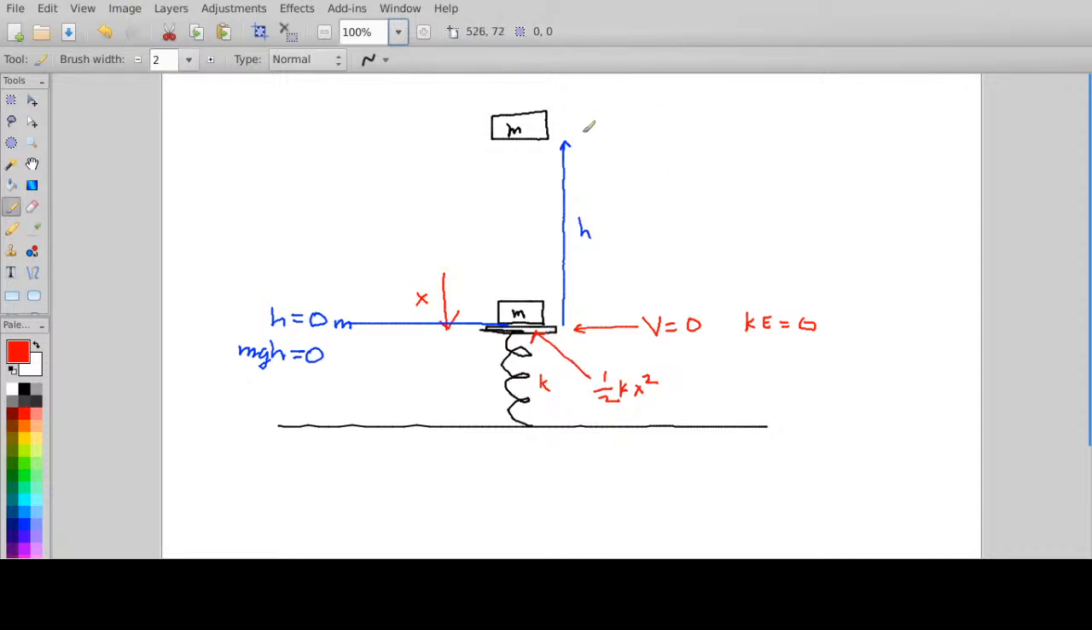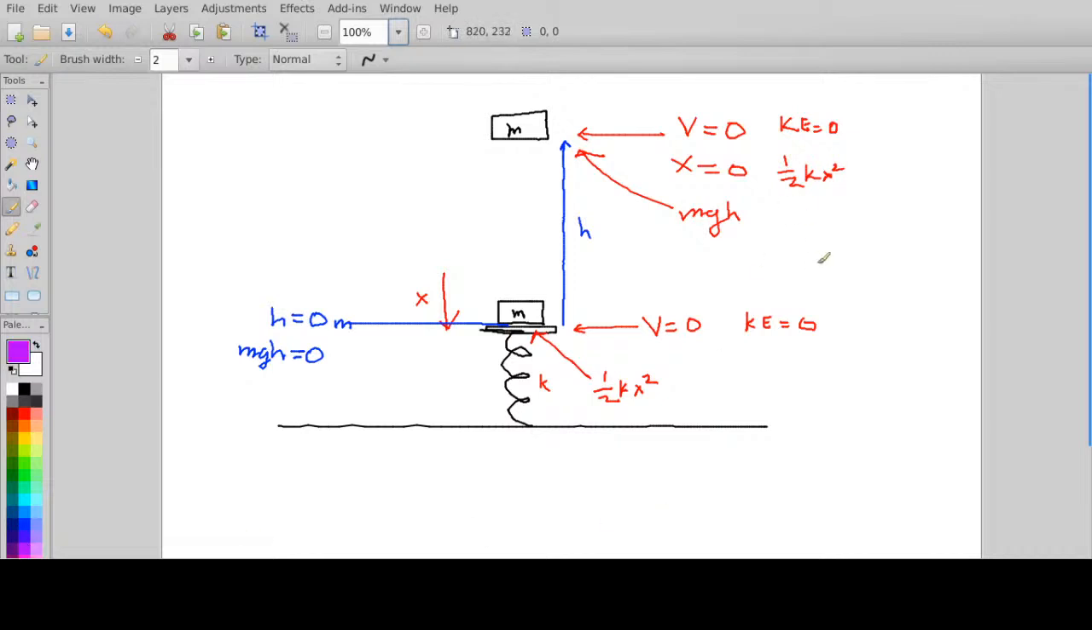And then you say, well, what about up here? Well, up there, it's at maximum height, so the velocity is 0, and so the kinetic energy is 0, obviously. The spring has sprung, and so x is equal to 0, and so that 1/2 kx squared is also 0. All of the energy is mgh.